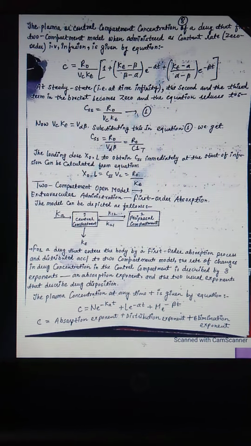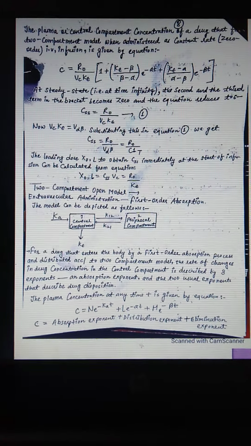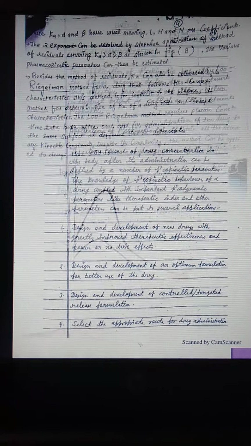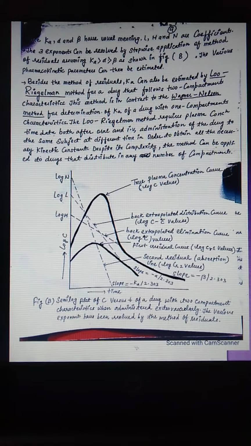Here is the two compartment open model for extravascular administration, and in this we used to study the loading regimen method. Although it has been mentioned briefly, the loading regimen equation is not in your syllabus. It's not included in the syllabus.